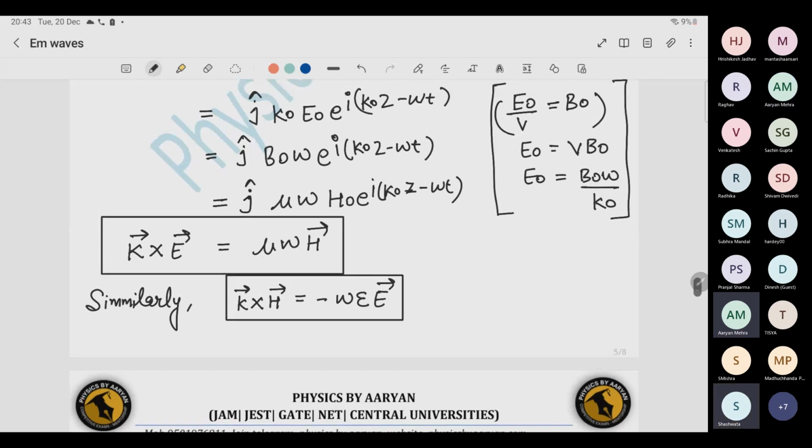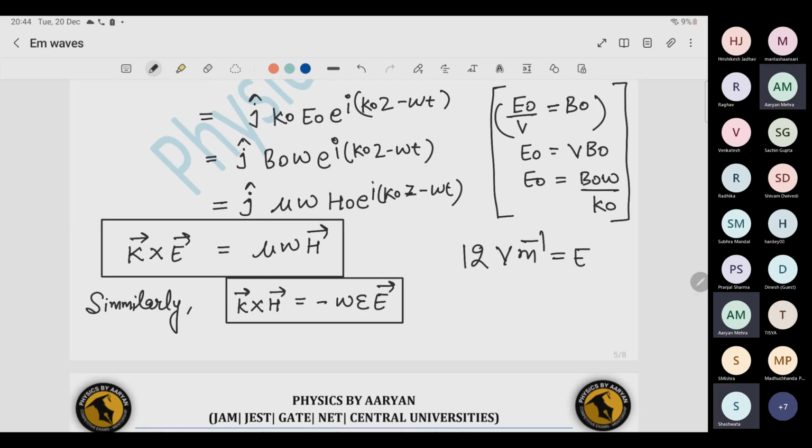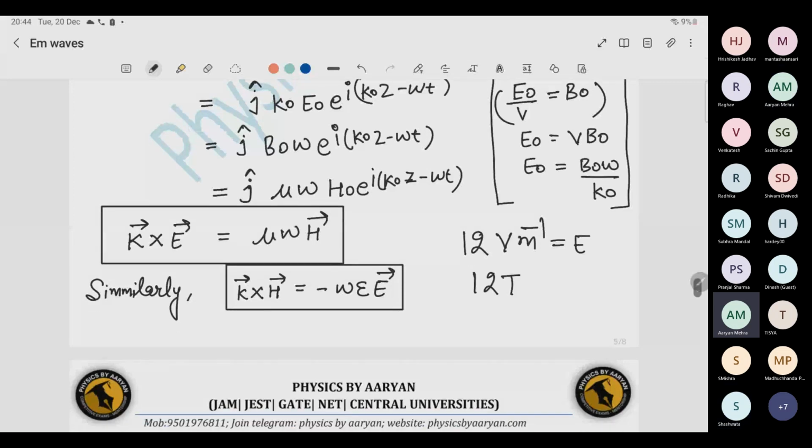But we know that the electric field has much more amplitude than the magnetic field, many times more. But while carrying energy, it is equally distributed between the magnetic and electric fields. Why is that happening? Because the magnetic field is much stronger than the electric field. I give you an example. Having 12 volt per meter of electric field is nothing, right? But having 12 Tesla of magnetic field is a huge number. You understand?